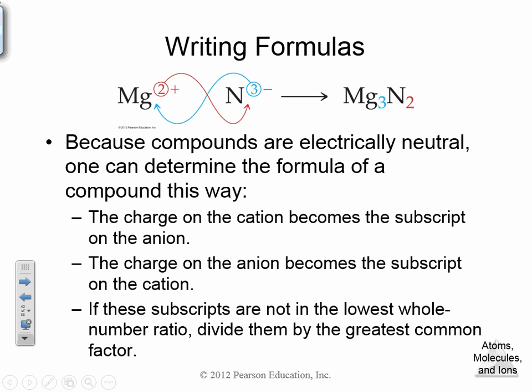Writing formulas, we shouldn't have to spend too much time reviewing. Just make sure that you balance the charges. A compound has to have a charge of 0. So just real quick, we'll take the last example I did. We had tin plus 2 and fluorine minus 1. When I combined them together, I had SnF2.